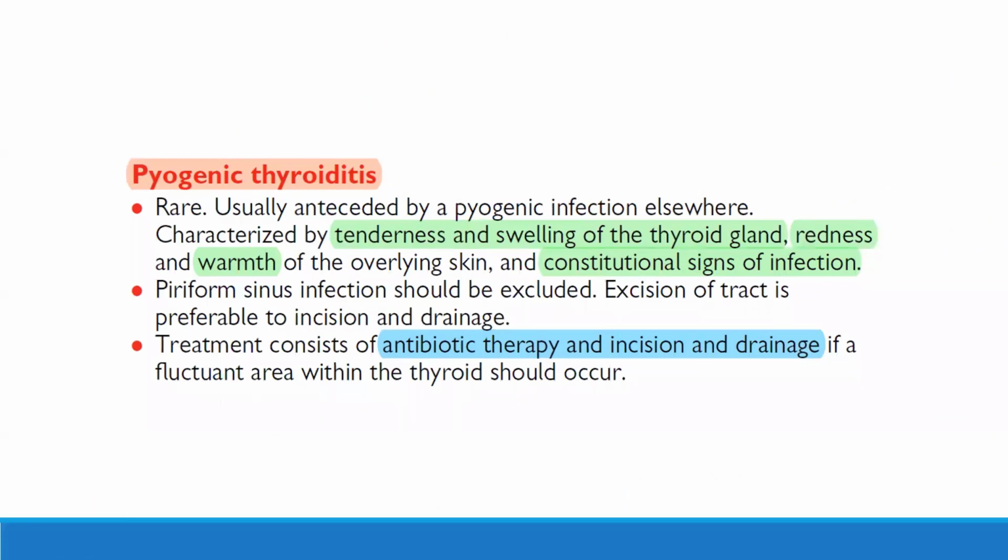Pyogenic thyroiditis is an infection, a thyroid abscess, so the patient will present with tenderness, swelling, redness, warmth, and constitutional signs of infection. It is treated by antibiotic therapy and incision and drainage if required.